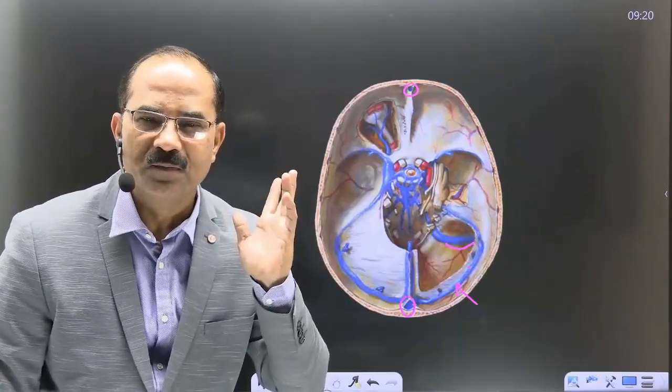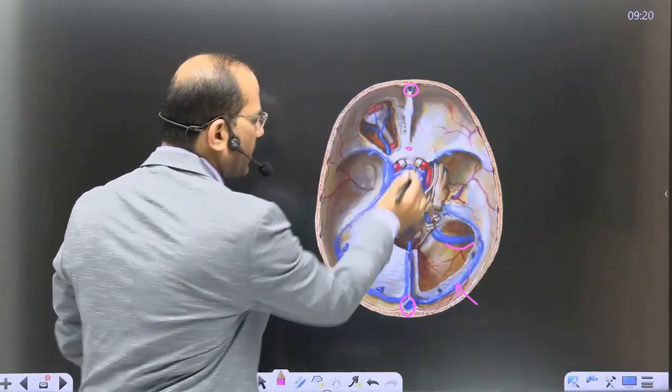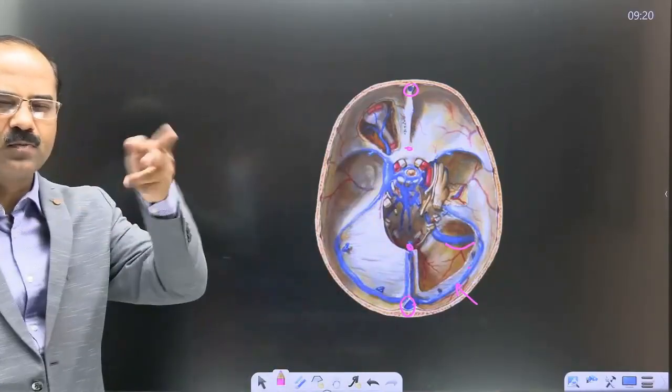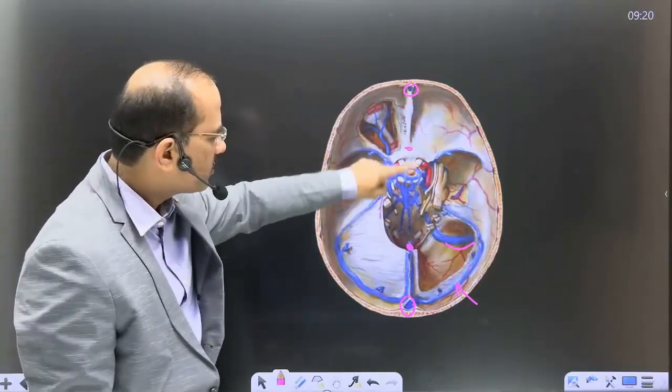Clear? Now, what is the sinus located here? It was beginning from here and it was coming back here. So that's the inferior sagittal sinus. It's a small sinus along the lower border of the falx cerebri. Begins from here, comes back here.